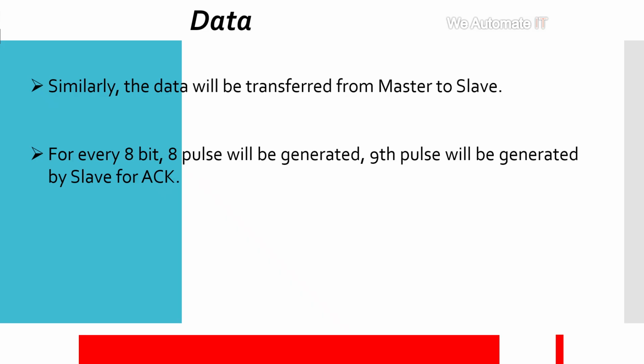So what is the data here actually? The data will be transferred from the master to the slave. For every 8 bits, the 8th pulse is generated for the 8 bits, and the 9th pulse is generated by the slave for acknowledgement. So this is the concept of data here.